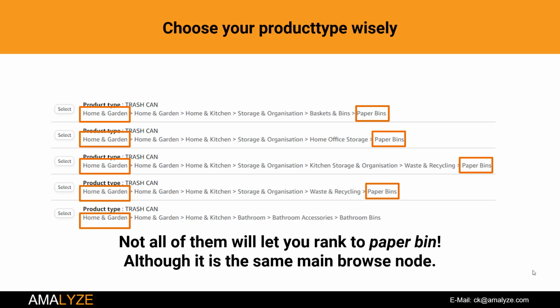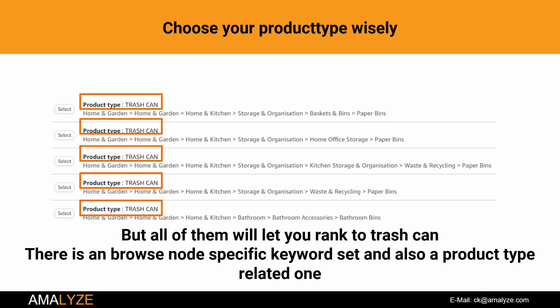There is always a category-specific keyword set, not only for the main category, but also for the specific browse leaves behind it. So in the fifth example down there, bathroom bins, you will lose your opportunity to be shown under a typical keyword like paper bin. But all of them will let you rank for trash can. That is the situation here. Of course, the product type is the same.